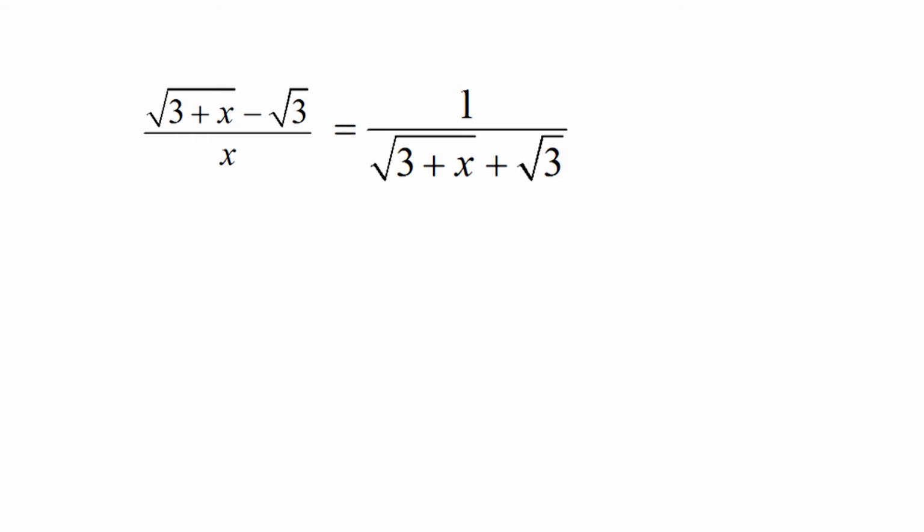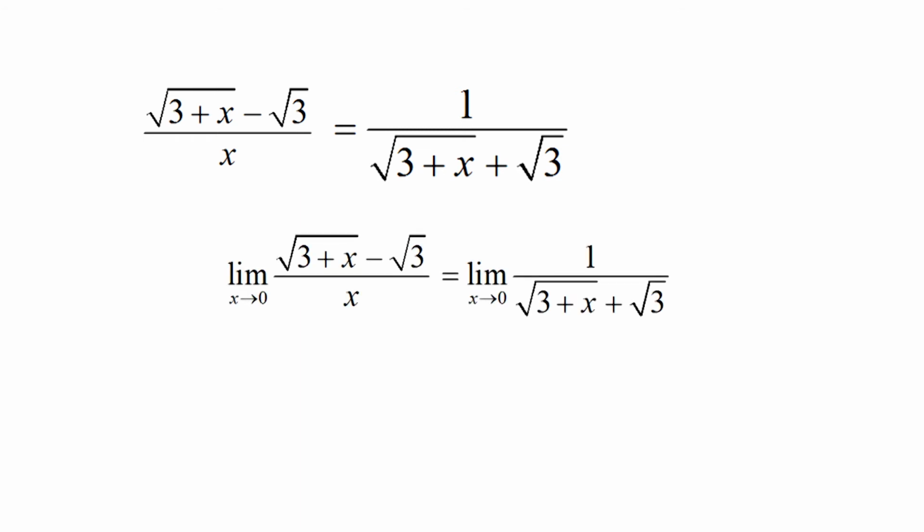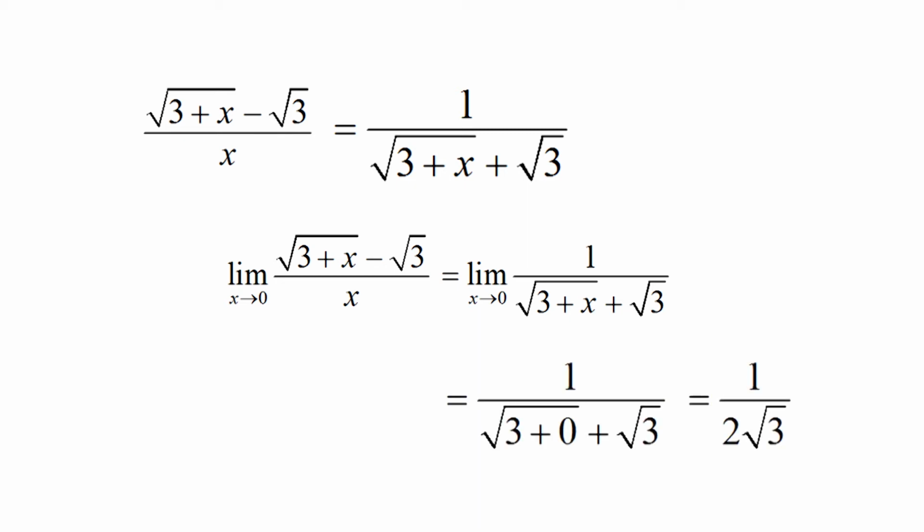Therefore, we obtain the limit of (√(3 + x) − √3) upon x as x approaches 0 equal to the limit of 1 upon (√(3 + x) + √3) as x approaches 0. The denominator of the quotient no longer approaches 0 as x approaches 0. So, we can use the theorem on the limit of a quotient, which gives 1 upon (√(3 + 0) + √3), which is equal to 1 upon 2√3.